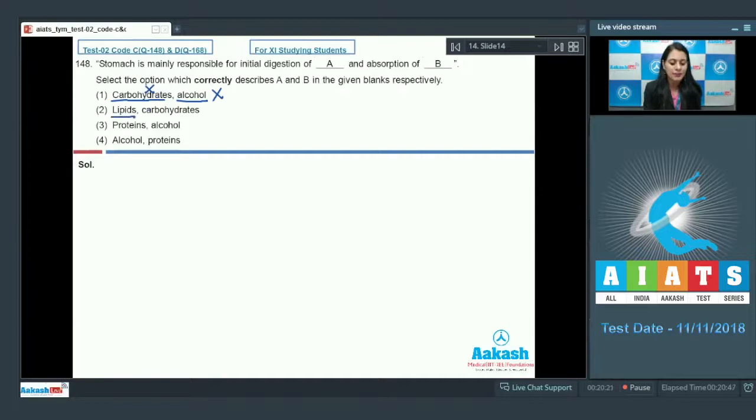Our second option is lipids and carbohydrates, and this is an incorrect option because stomach is not mainly involved in the initial digestion of lipids or in the absorption of carbohydrates. Our third option is proteins and alcohol, and this is a correct option and a correct answer to our question because stomach is mainly responsible for the initial digestion of proteins with the help of enzyme renin and followed by the enzyme pepsin, and is the main and initial absorption site for alcohol. The last option given is alcohol and proteins, and this is an incorrect option because alcohol is not initially digested in stomach. It's being absorbed in stomach. So the correct answer for this question is option number 3. Let's proceed to the next question.